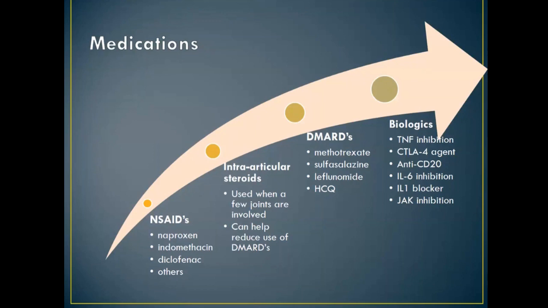And when they're put on these DMARDs or these biologics, and this is just going through the different classes of biologics, what they are is not as important. There's so many of them. Different ones come out every year for rheumatoid arthritis, and then a study's done in juvenile arthritis, and we start using them. The important part is we put these patients into remission.